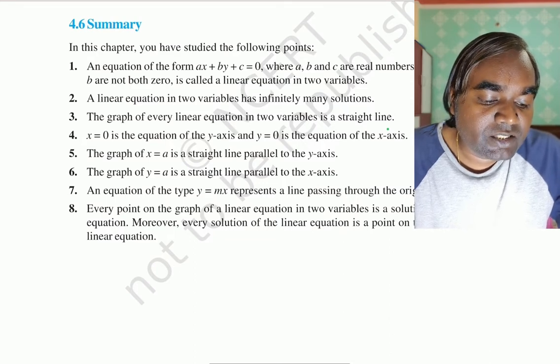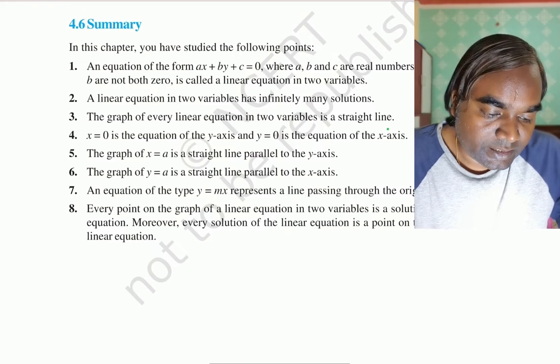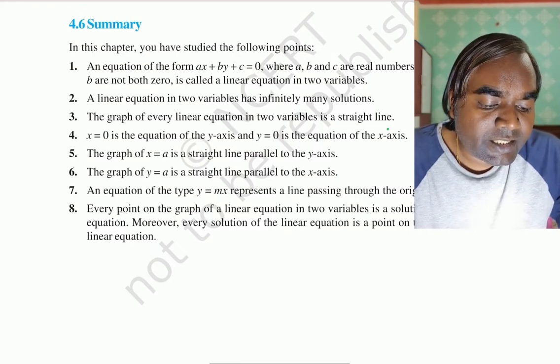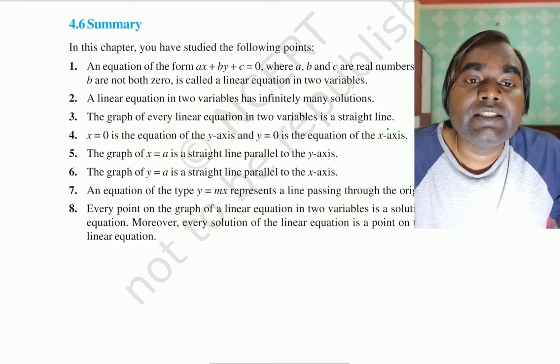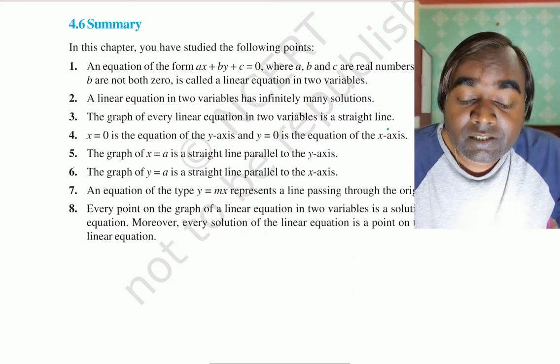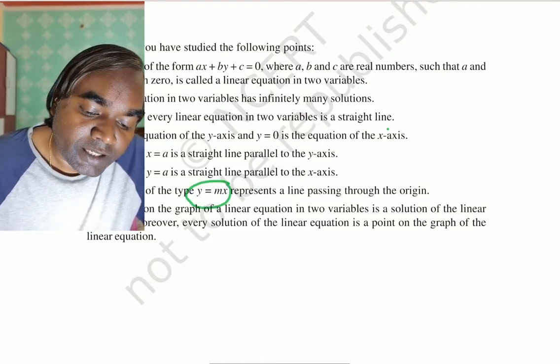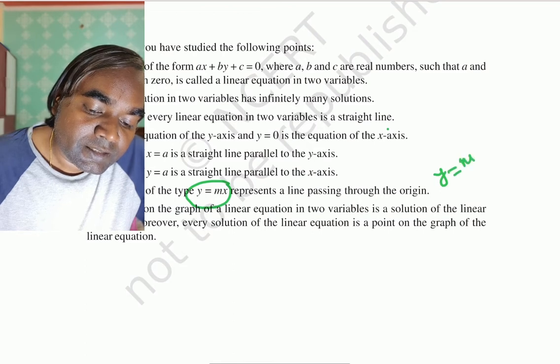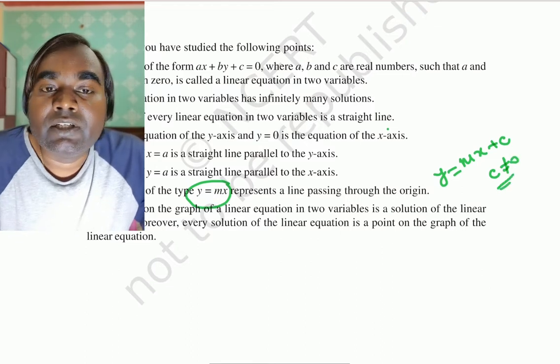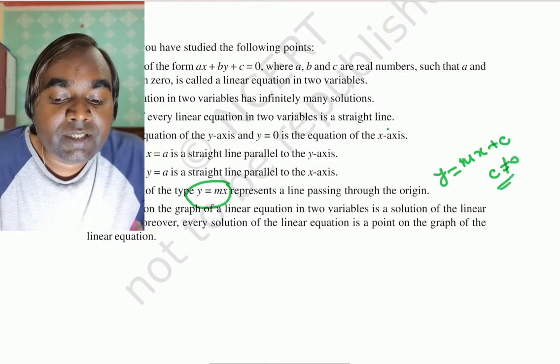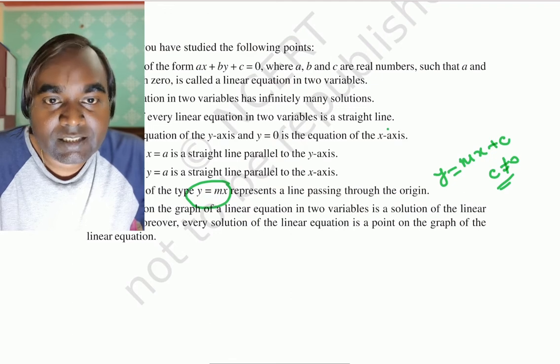The graph of x is equal to a is a straight line parallel to the y-axis, and the graph of y is equal to a is a straight line parallel to the x-axis. An equation of the type y is equal to mx represents a straight line passing through the origin. If y is equal to mx plus c, where c is not equal to 0, then that line will not pass through the origin. It will make some intercept on the y-axis.